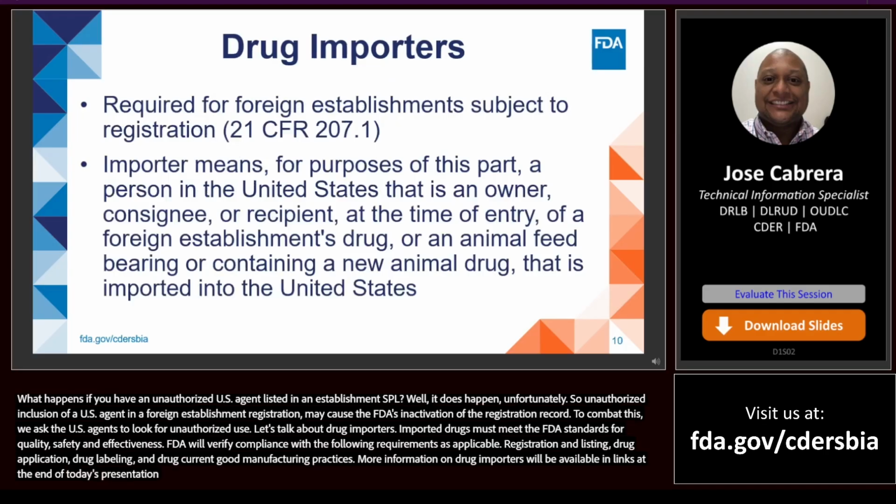For drug importers, for the purposes of this part, a person in the United States that is an owner, consignee, or recipient at the time of entry of a foreign establishment's drug or an animal feed bearing or containing a new animal drug that is imported into the United States. That is per 21 CFR 207.1. Again, we'll have more information on the CFRs and links to that at the end of this presentation.